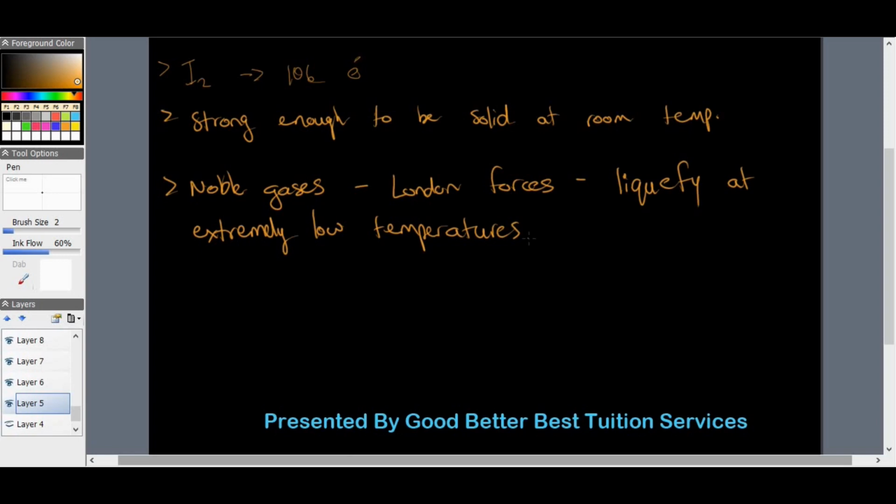The boiling points increase with the increasing number of electrons. Now, going back to iodine, which is I2, it has 106 electrons. That's quite a bit of electrons. And the London forces that exist between them keep iodine a solid at room temperature. Now, room temperature is not exactly very cool. It's fairly warm for substances.